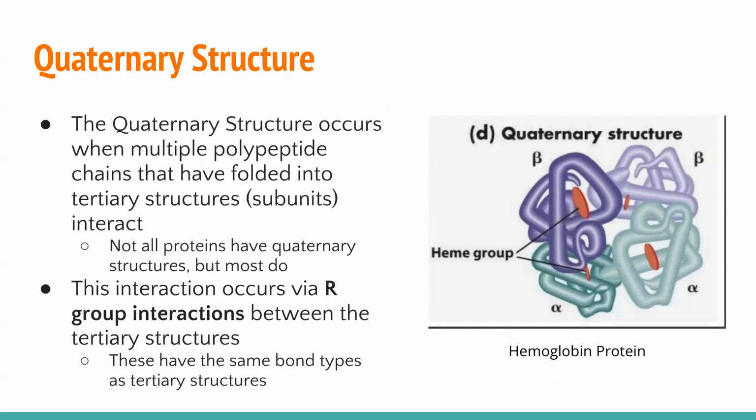A lot of the proteins that we'll see do have quaternary structure, but not all of them have to. And these interactions happen between R groups as well. The same types of bonds that we see in tertiary structure, we also see in quaternary structure. But the only thing that I would take away from tertiary and quaternary structure is the difference between subunits and domains. You only see subunits when a protein has quaternary structure.